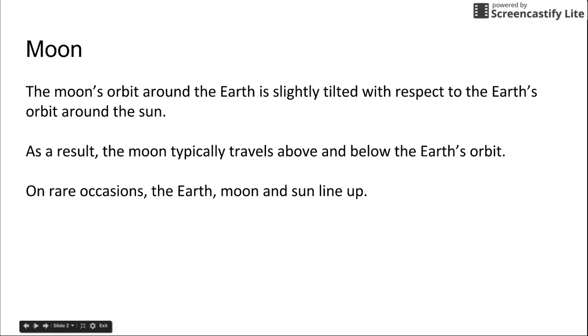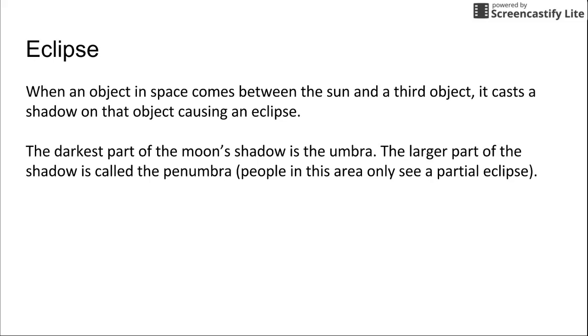So the moon orbits around the Earth, and it's slightly tilted with respect to the Earth's orbit around the sun. Because of this, the moon typically travels above and below the Earth's orbit. On rare occasions, the Earth, Sun, and Moon actually will line up, and this is what we call an eclipse. It's when an object in space comes between the Sun and a third object. It casts a shadow on that object, causing an eclipse.